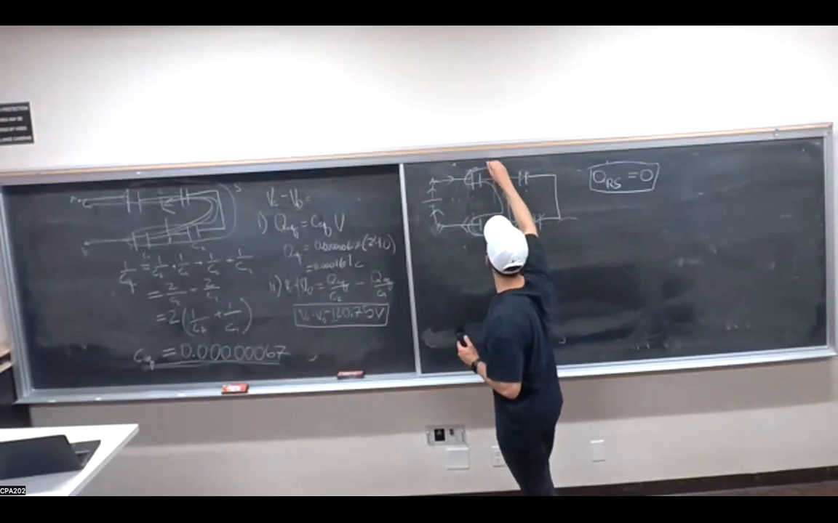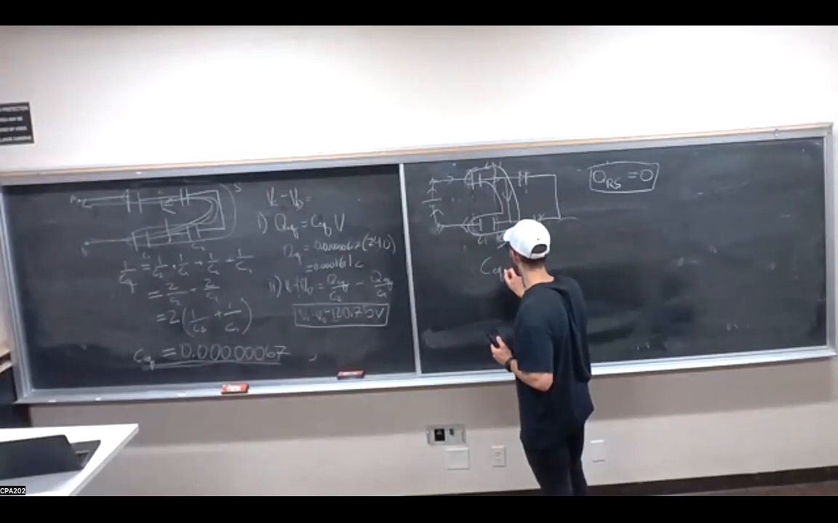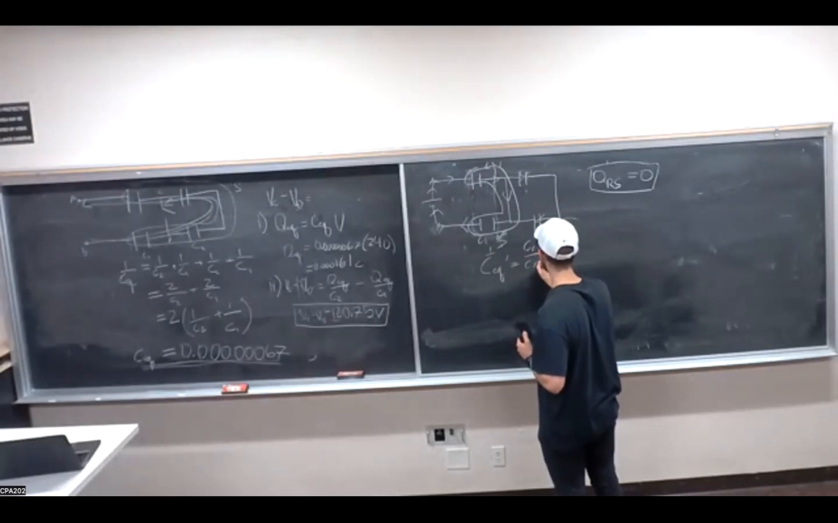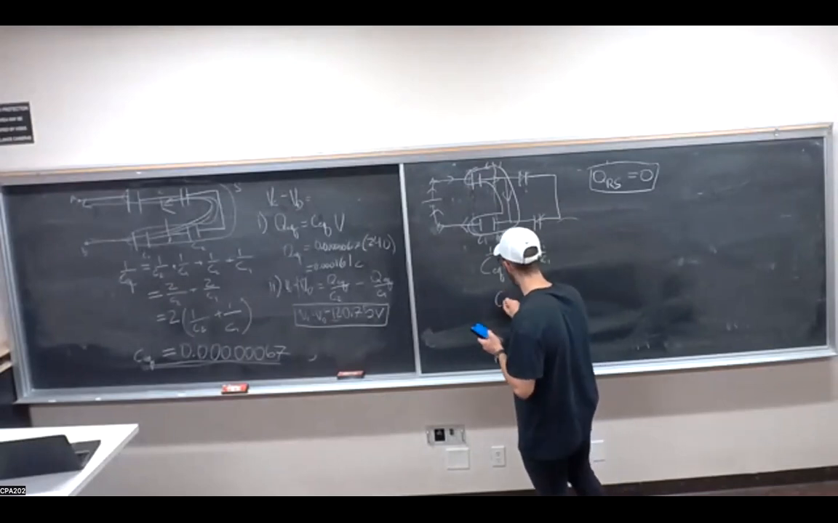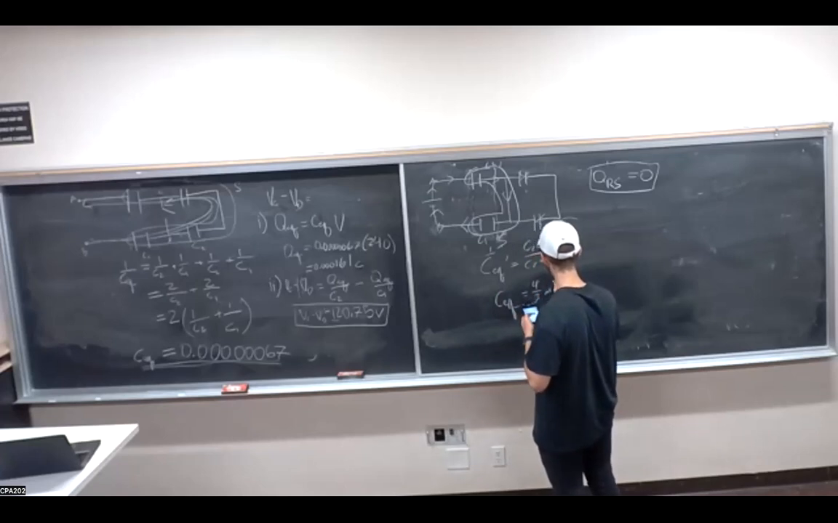And this was C2, and this is C1. Therefore, we can find the new equivalent capacitance as C2 C1 over C2 plus C1. That comes out to be equal to 4 over 3 microfarads. Okay.